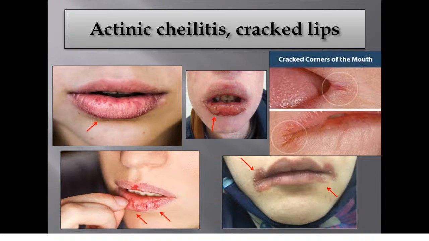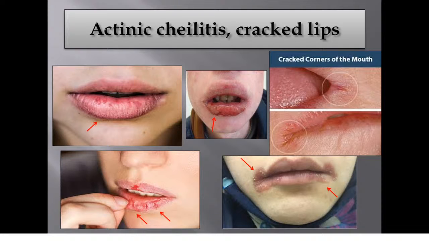Actinic cheilitis or cracked lips. Chapped or cracked lips is the term commonly used to describe dry lips. Chapped lips can be caused by several factors that include weather, excessive licking of the lips, certain medications. Chapped lips are a common condition that occurs for most people, but some people may develop a more severe form called cheilitis. Cheilitis can be caused by infection, characterized by cracked skin at the corners of the lips.